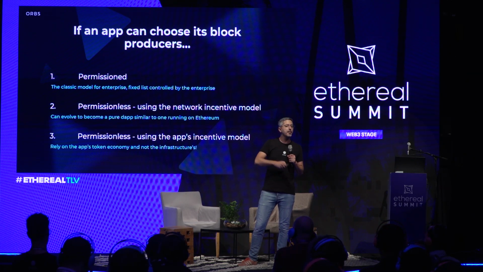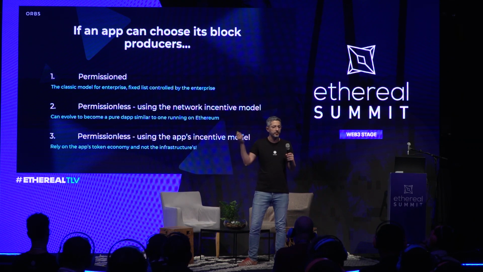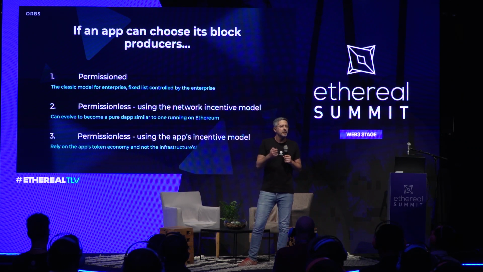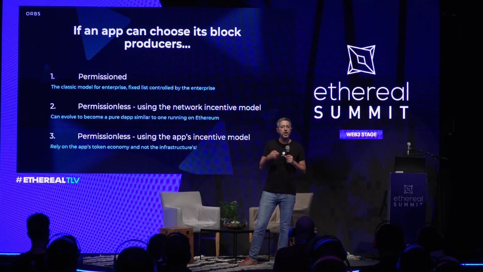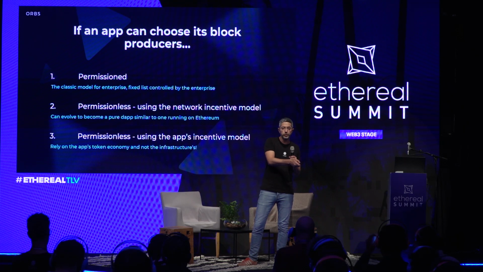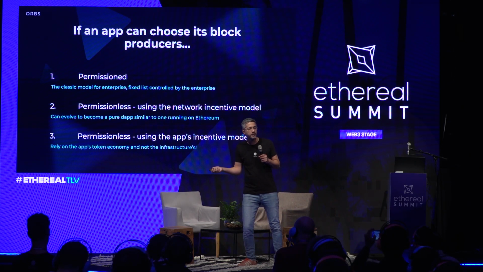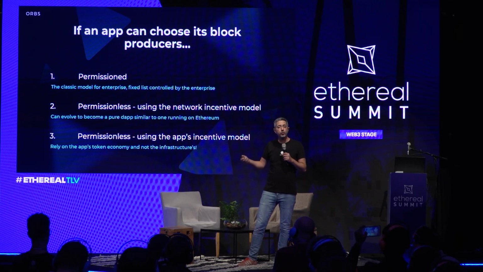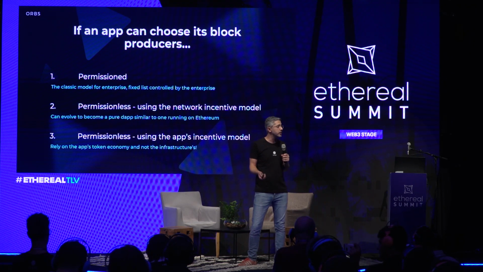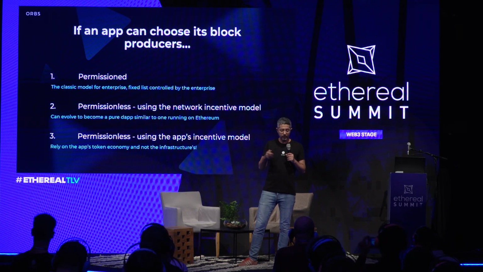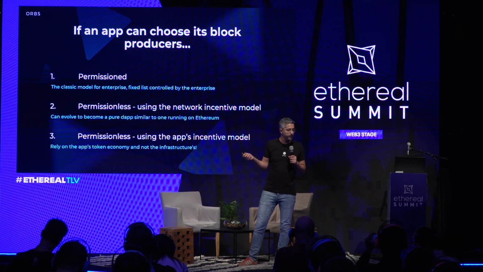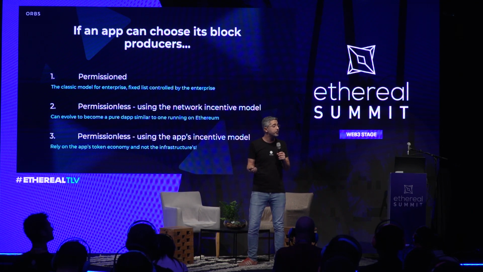Let's say that in some years, the app decides to become a DAO, and it wants to disrupt itself. Okay, this could happen. So the app can make a governance decision and change the block producers. They're free to select them, and just take the block producers to be the same group as the network validators. They would rely on the network's incentive model to create a permissionless list of block producers. What do you get when you make this decision? You get a pure DApp. This is very equivalent to running on Ethereum. So this model could accommodate pure dapps as well.